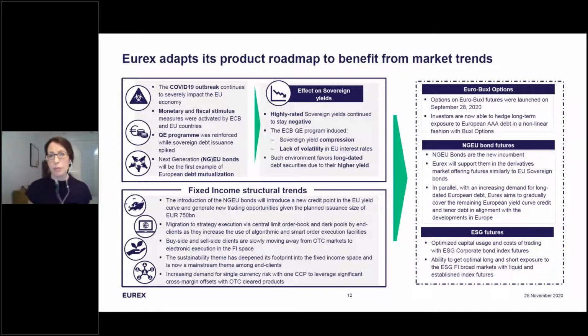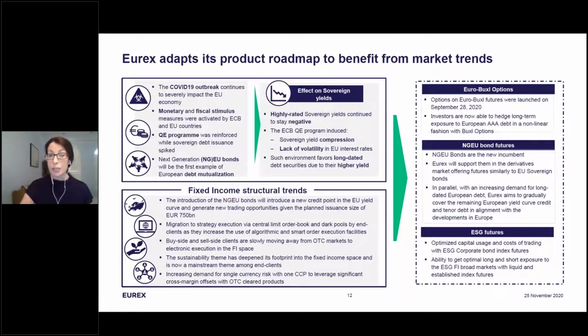The current rates and low volatility environment favours long-dated debt securities due to the high yield. So really, with the Buxel options launch, timing was key here. We filled a gap in the market where there was a need to get this extra exposure. And now with the Buxel options, we have full coverage on the German curve, which again provides further optionality for clients.